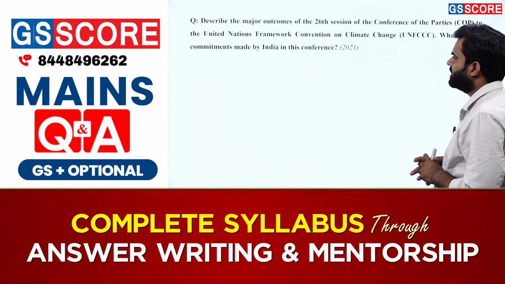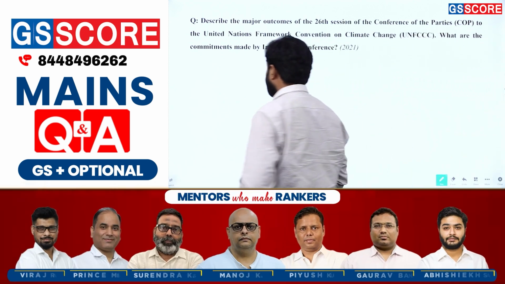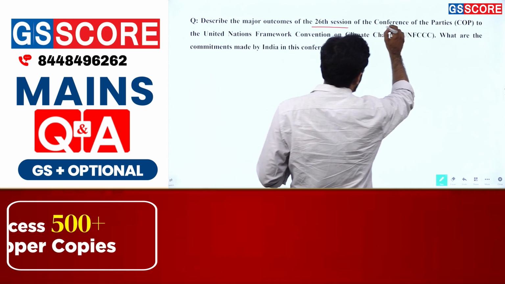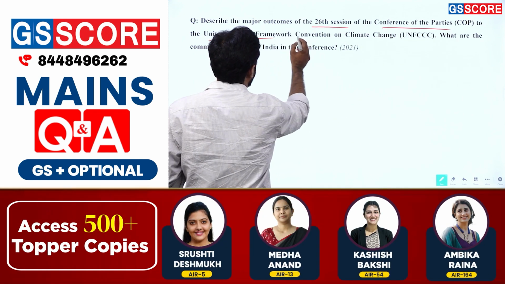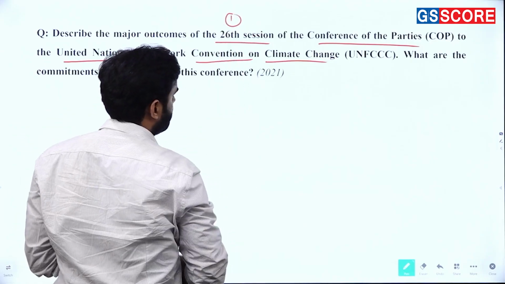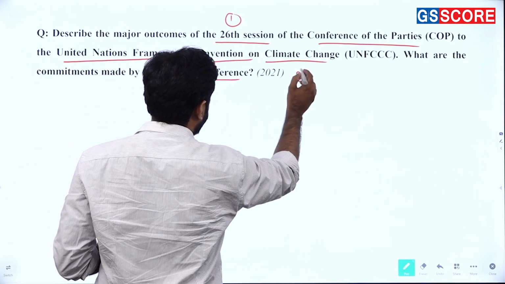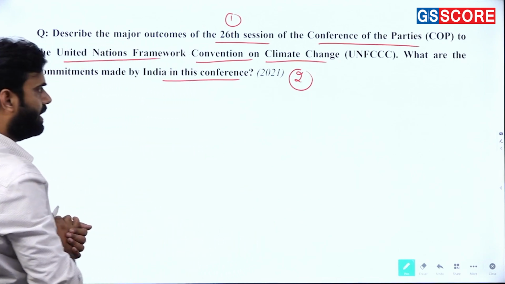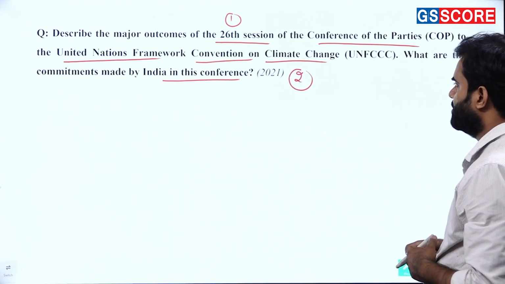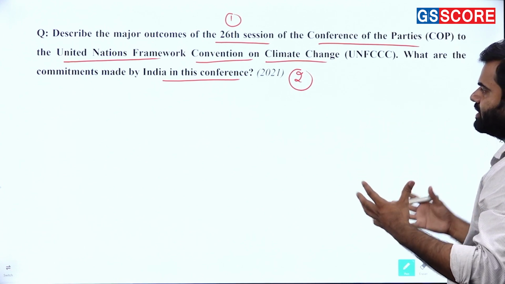This question was taken from the 2021 mains examination, GS paper 3. Describe the major outcomes of the 26th session of the Conference of Parties to the United Nations Framework Convention on Climate Change. This is the first part. What are the commitments made by India in this conference? This is the second part. Getting my points? Now we have to understand the major points inside this question and how we can improve our knowledge through these tactics.